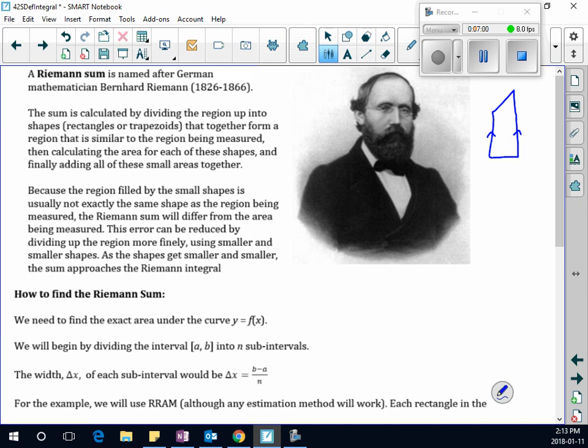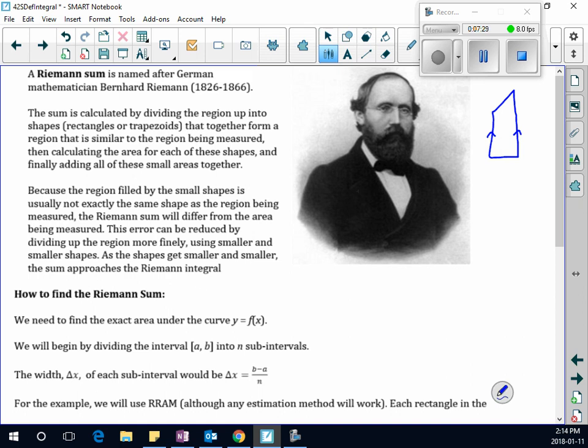That form a region that's similar to the region being measured, then calculating the area for these shapes and finally adding them up. So we've already kind of done Riemann sums. Because the region filled by the small shapes is not exactly the same shape as the region being measured, the Riemann sum will differ from the area being measured. This error can be reduced by dividing the region more finely using smaller and smaller shapes. As the shapes get smaller, the sum approaches the Riemann integral.